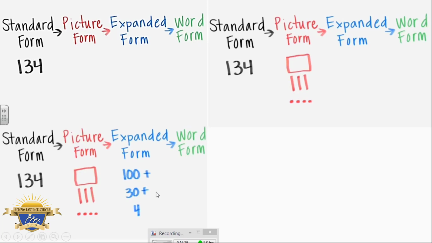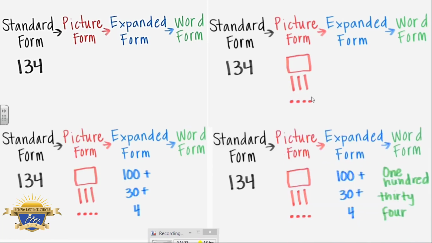Finally, the word form, the number in letters, which is 134.